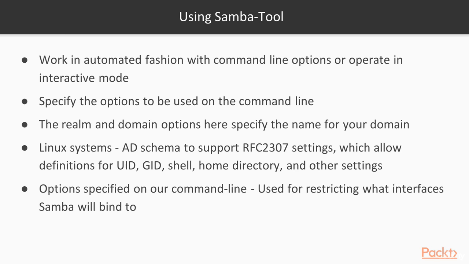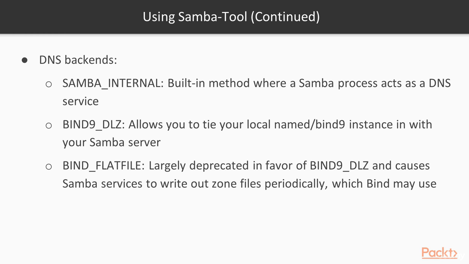The pair of options specified on our command line is used for restricting what interfaces Samba will bind to. While not strictly required, it is a good practice to keep your Samba services bound to the internal interfaces. Finally, Samba wants to be able to manage your DNS in order to add systems to the zone automatically. This is handled by a variety of available DNS backends.